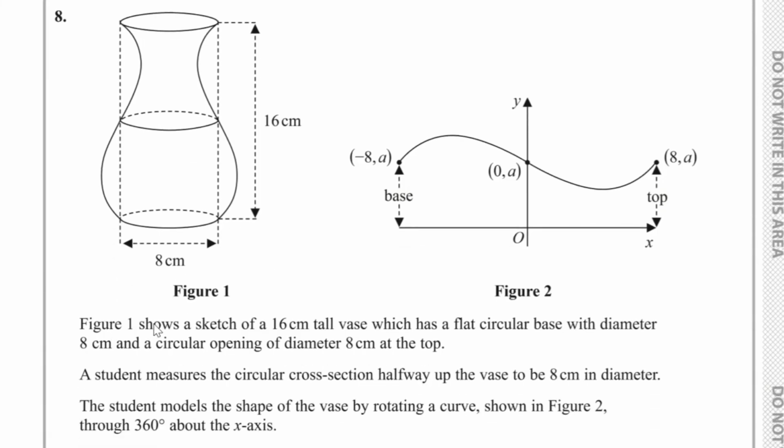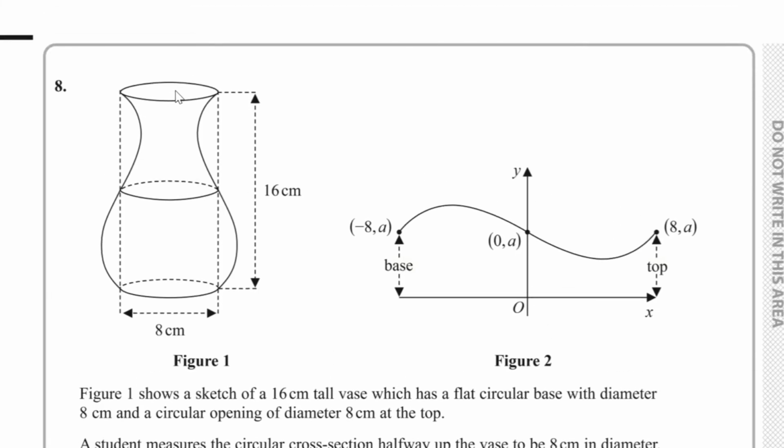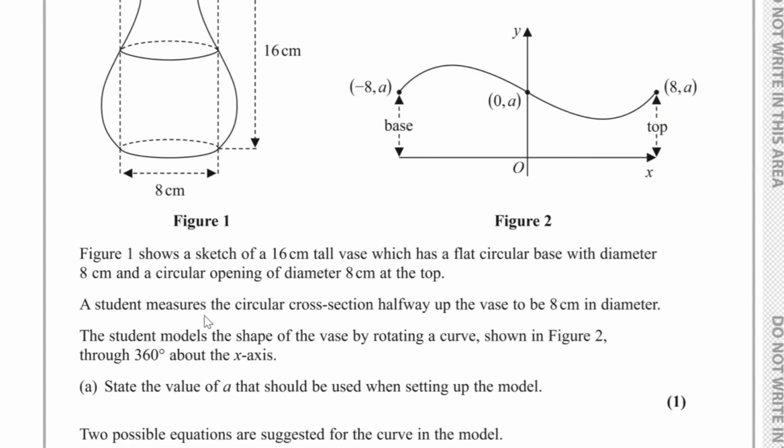Question number 8, we've got figure 1, which shows a sketch of a 16 centimeter tall vase which has a flat circular base with diameter 8 centimeters and a circular opening of diameter 8 centimeters at the top. So here's the top and here's the bottom. A student measures the circular cross-section halfway up the vase to be 8 centimeters in diameter, and the student models the shape of the vase by rotating a curve shown in figure 2 through 360 degrees about the x-axis.